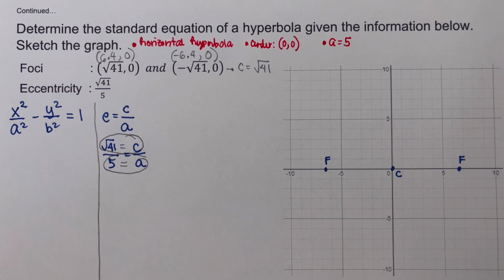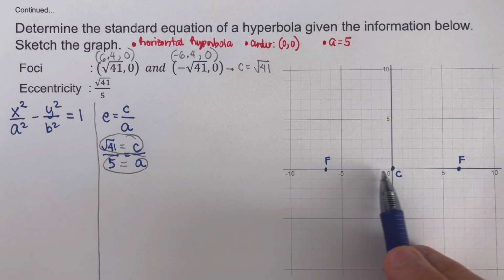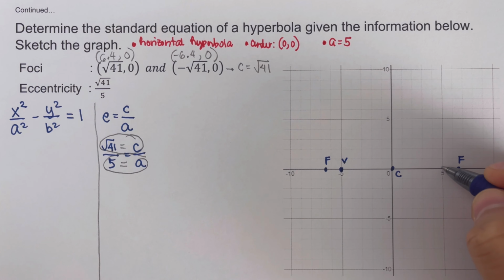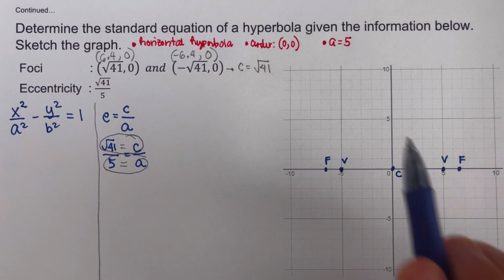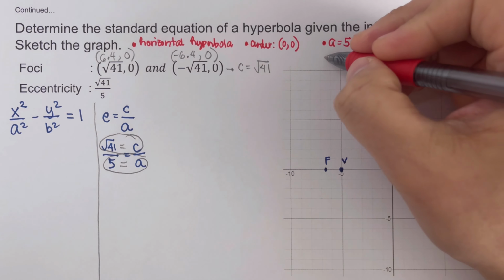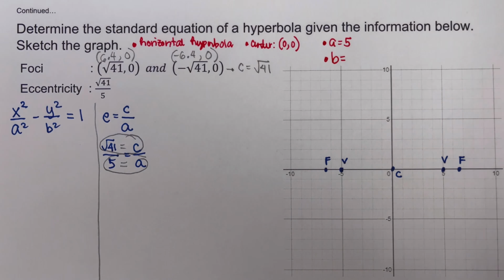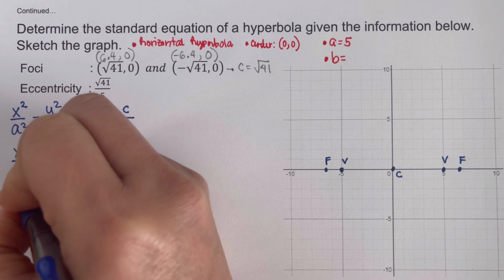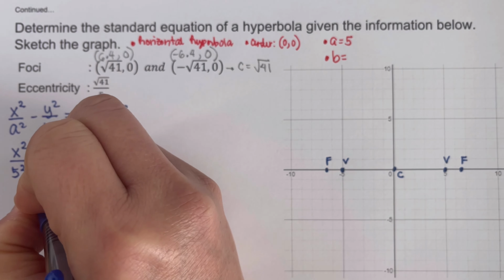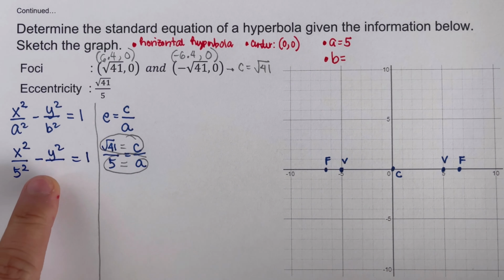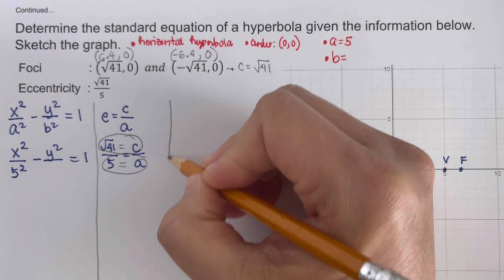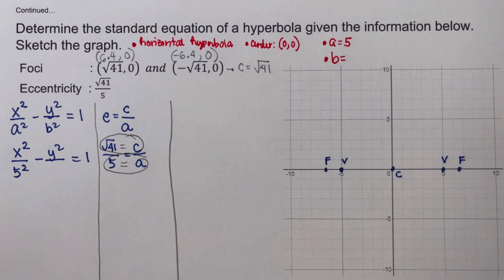This tells us that we go 5 steps to the left and 5 steps to the right to get the vertices. So this is our first vertex, and the other vertex would be across. Since we have a but still need to determine b, we can plug a into the equation for now. So the equation comes out x squared over 5 squared minus y squared over blank equals 1. I left this blank because we don't know what b is. From here, we can write the coordinates of the two vertices.